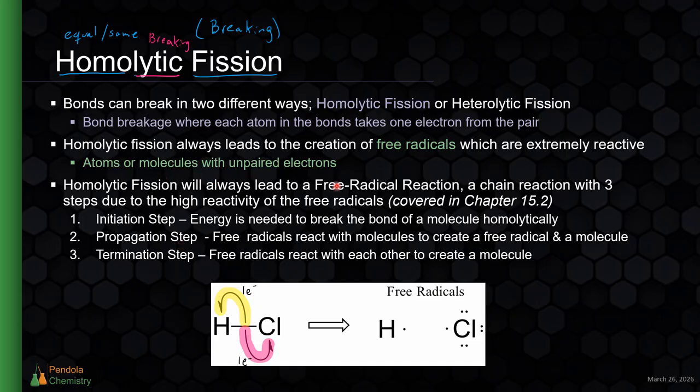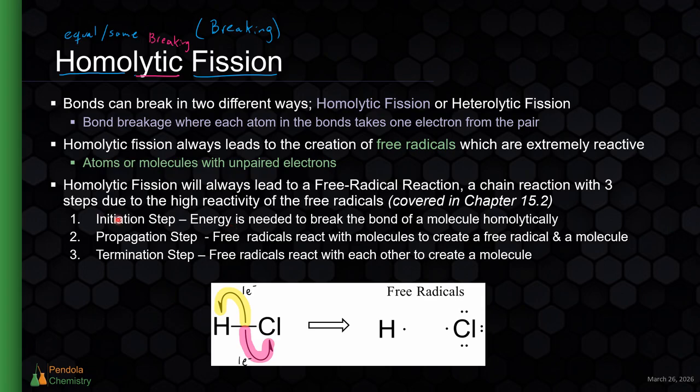Now, homolytic fission always leads to a type of reaction we call a free radical reaction. And we're going to look at this type of reaction later on in chapter 15, and specifically section 2 of chapter 15. And that's going to be the only free radical reaction we're going to see in the whole curriculum. But these free radical reactions all happen in the same way. They're going to happen with 3 steps. And they're a chain reaction, meaning that these 3 steps don't happen individually. It's not that step 1 happens, then step 2, then step 3. They all happen at the same time.